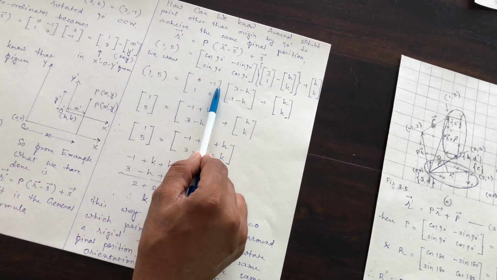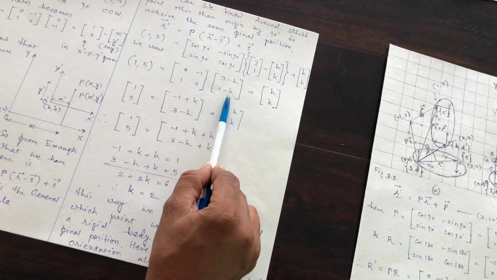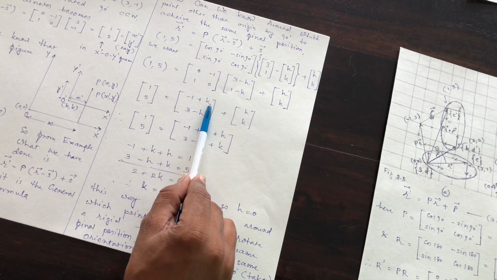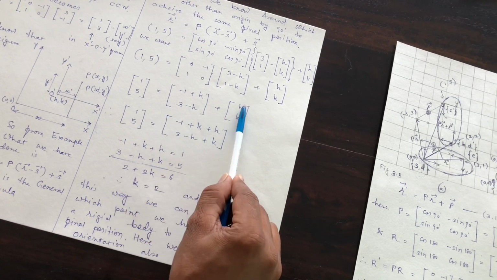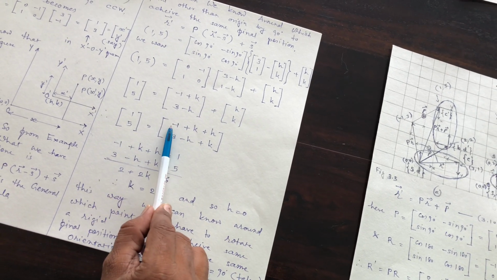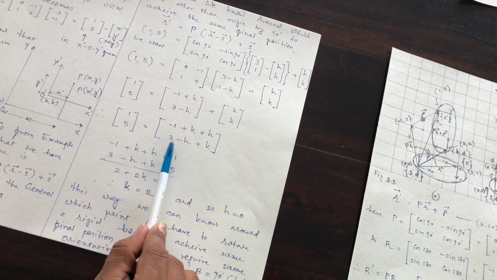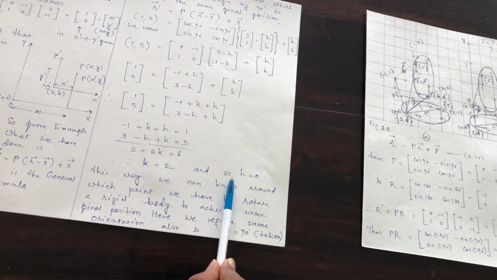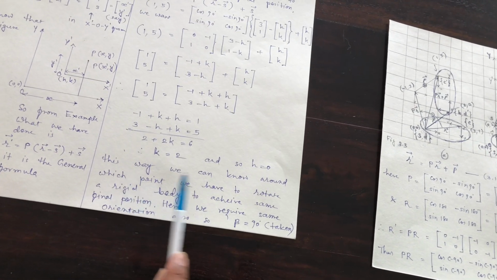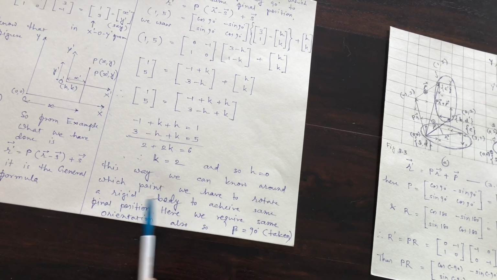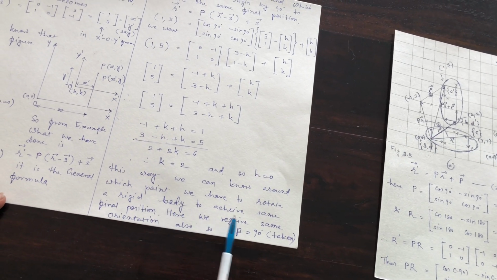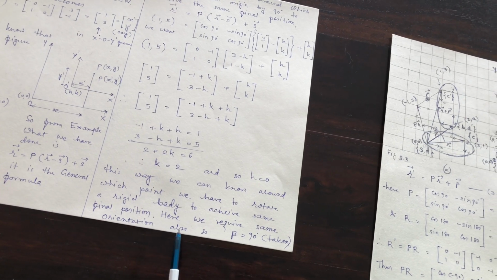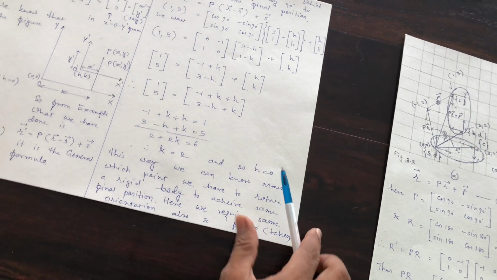So (1, 5) equals [0, -1; 1, 0] times (3 minus h, 1 minus k) plus (h, k). After multiplication, (1, 5) equals (-1 plus k, 3 minus h) plus (h, k), so (1, 5) equals (-1 plus k plus h, 3 minus h plus k). Solving this, we get k equal to 2 and h equal to 0. This way we can know around which point we have to rotate a rigid body to achieve the same final position. Here we require the same orientation also, so beta equals 90.